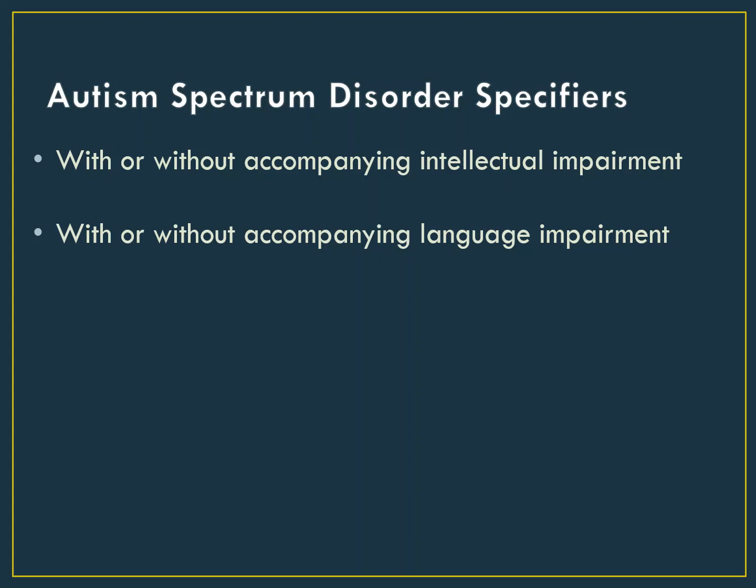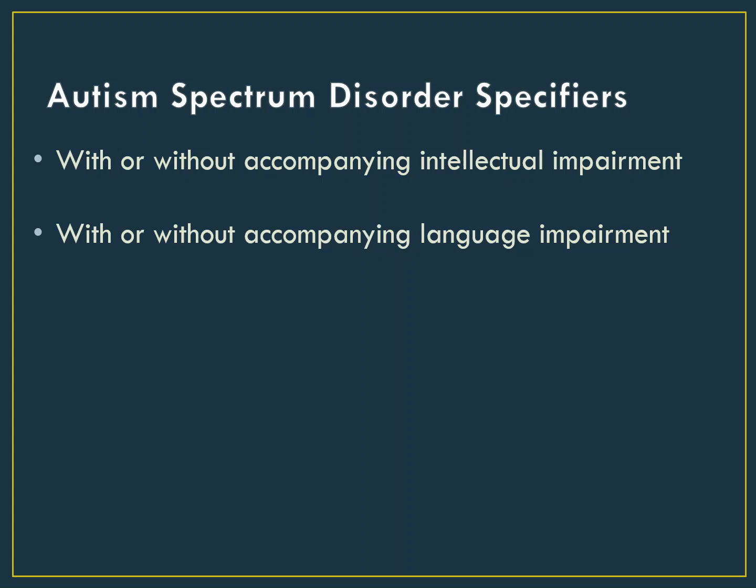Previously, autism and Asperger's were differentiated by language deficits. Both disorders included difficulties in social interactions and demonstrations of repetitive and fixed interests and behaviors. However, autism also included language impairments, while Asperger's did not.